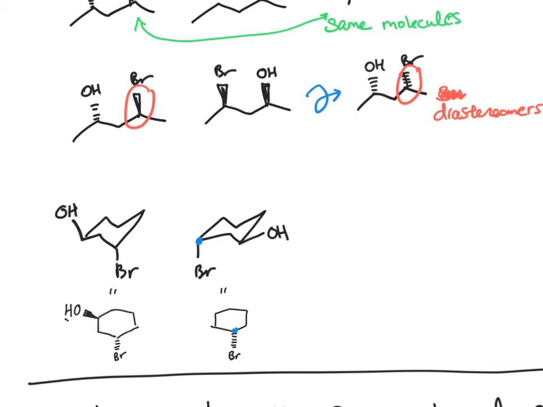And then going 2 carbons over, we see that this oxygen group having a down hydrogen is on an up. Now that we've got the molecules like this, it's more obvious to see that these are enantiomers of each other.